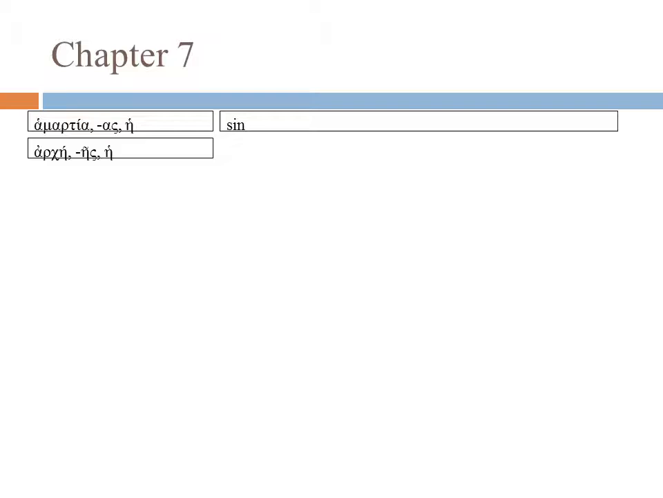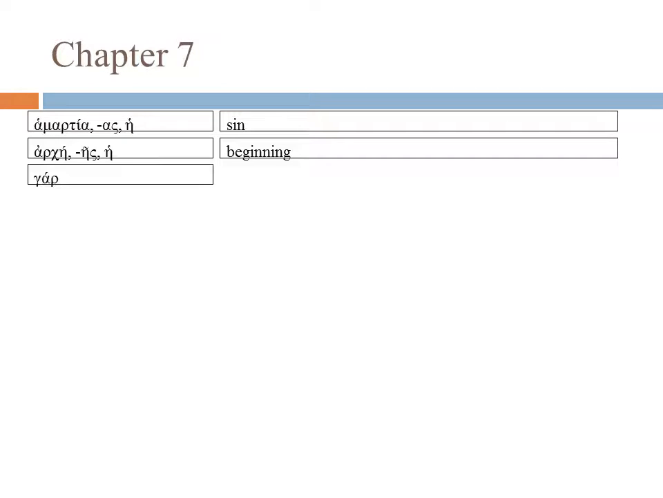Arche. First declension, feminine, beginning. Gar. Gar is another postpositive, which means for or then.